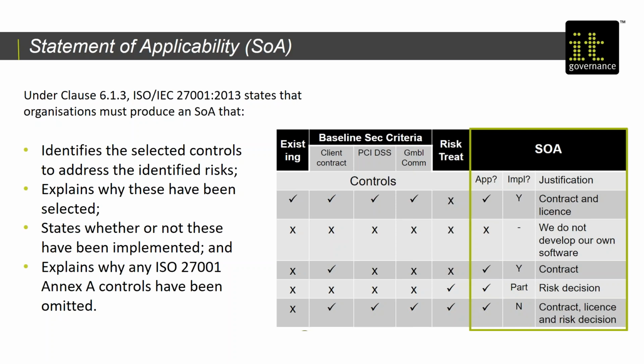is my use of the acronym SOA, not service-oriented architecture. Different course, different webinar. So under clause 6.1.3 of 27001:2013, an SOA, a statement of applicability, needs to be produced. And the accredited certification scheme as it is today results in the specific version of the statement of applicability that is in place at the certification audit being mentioned on the certificate.